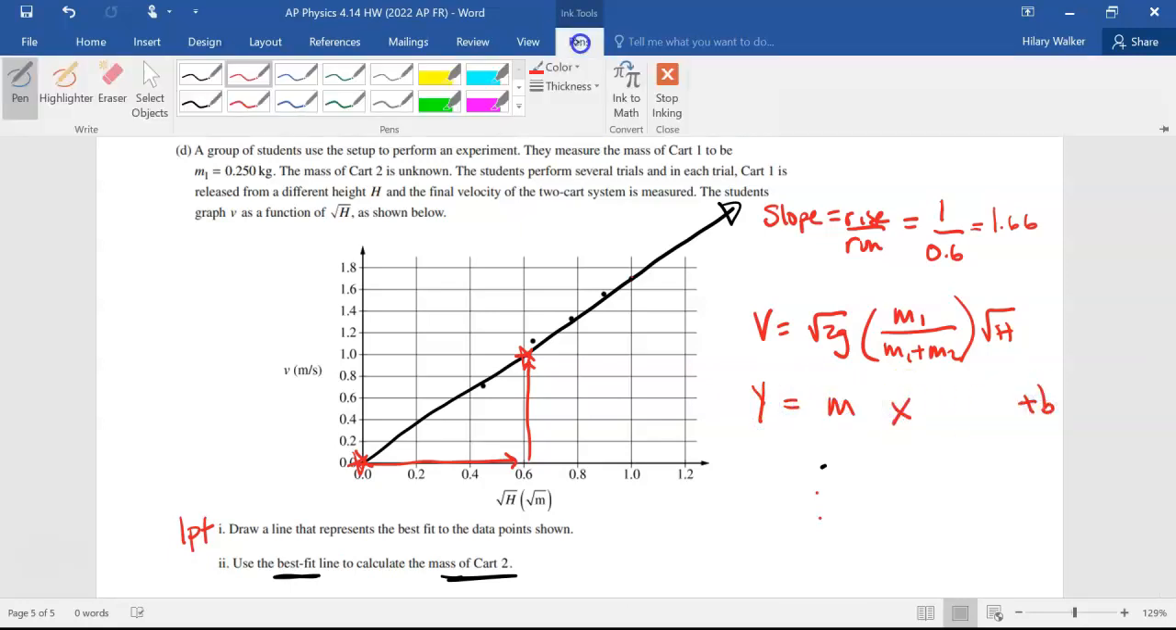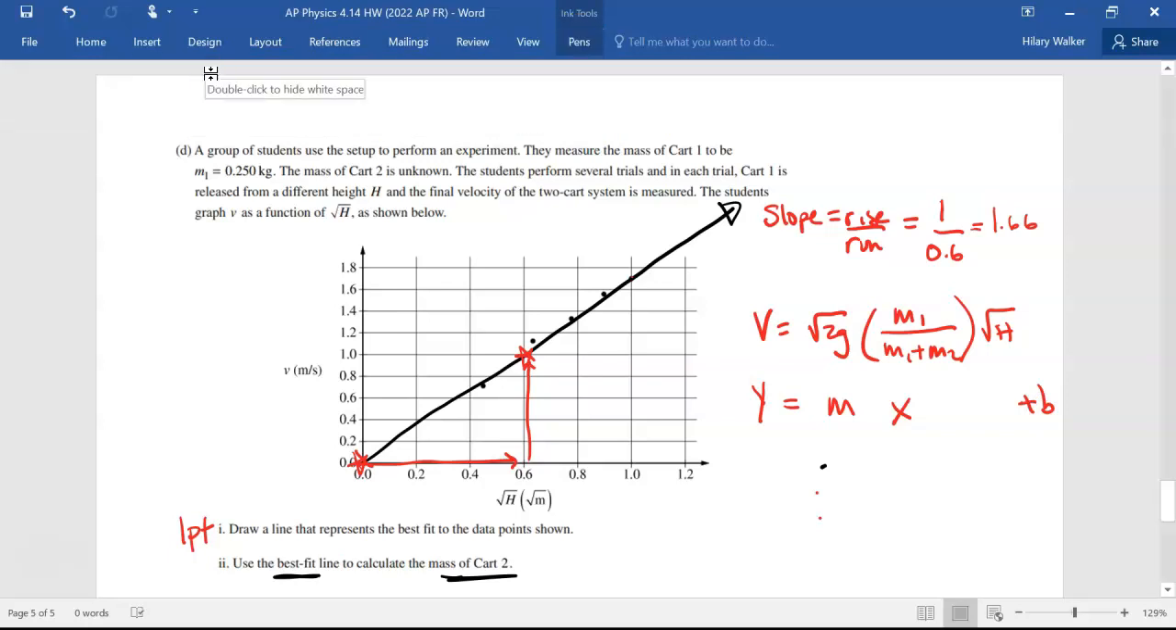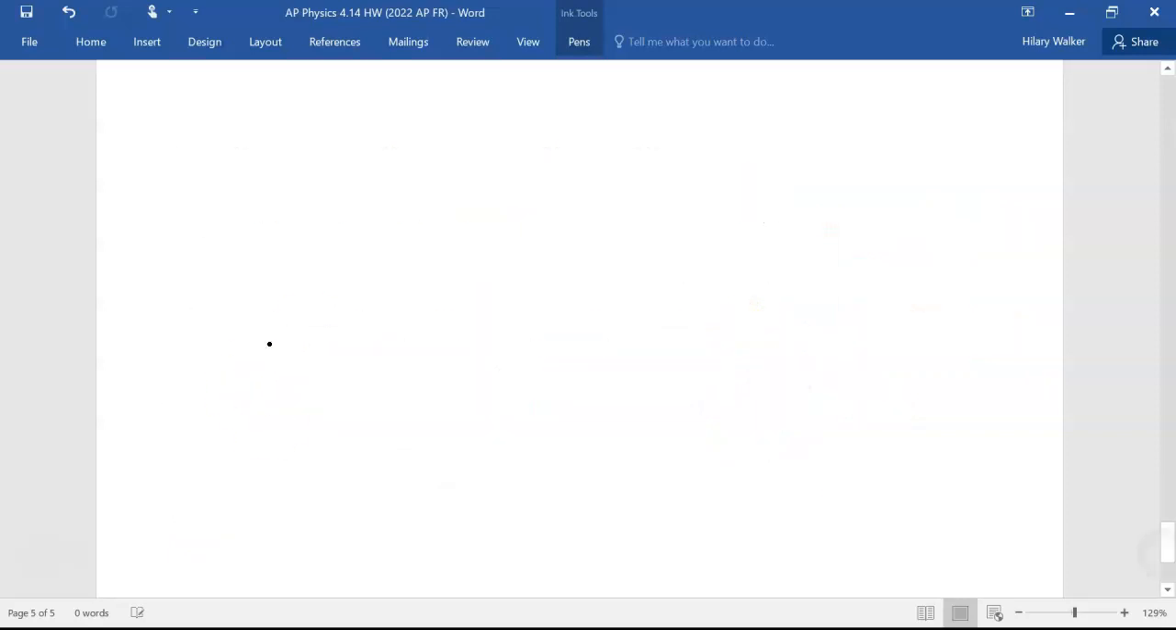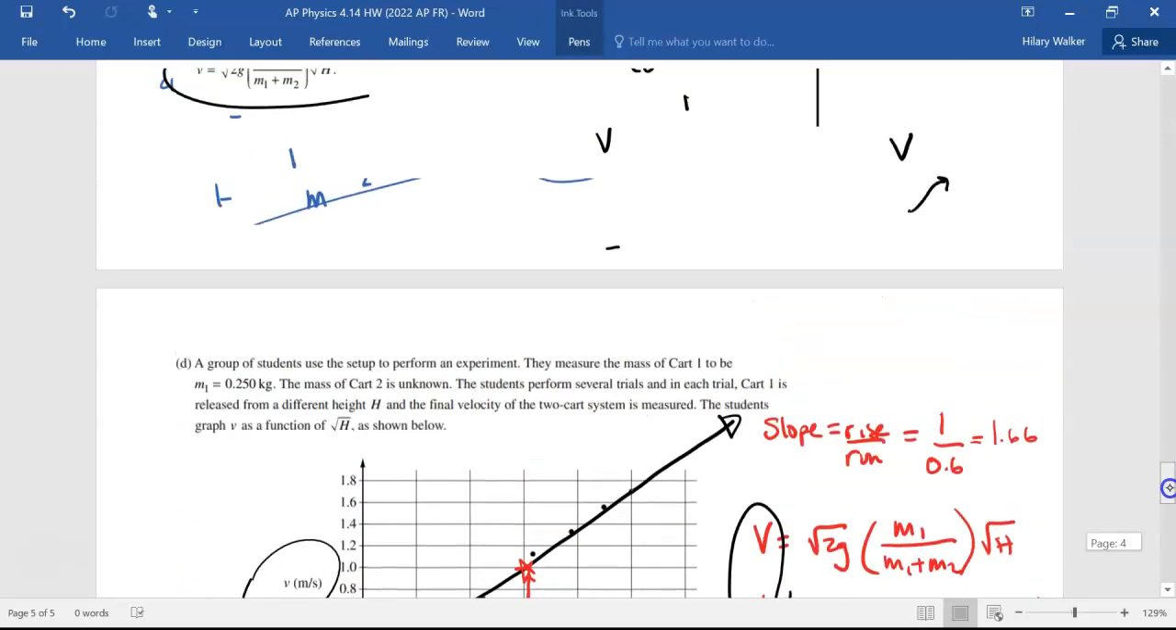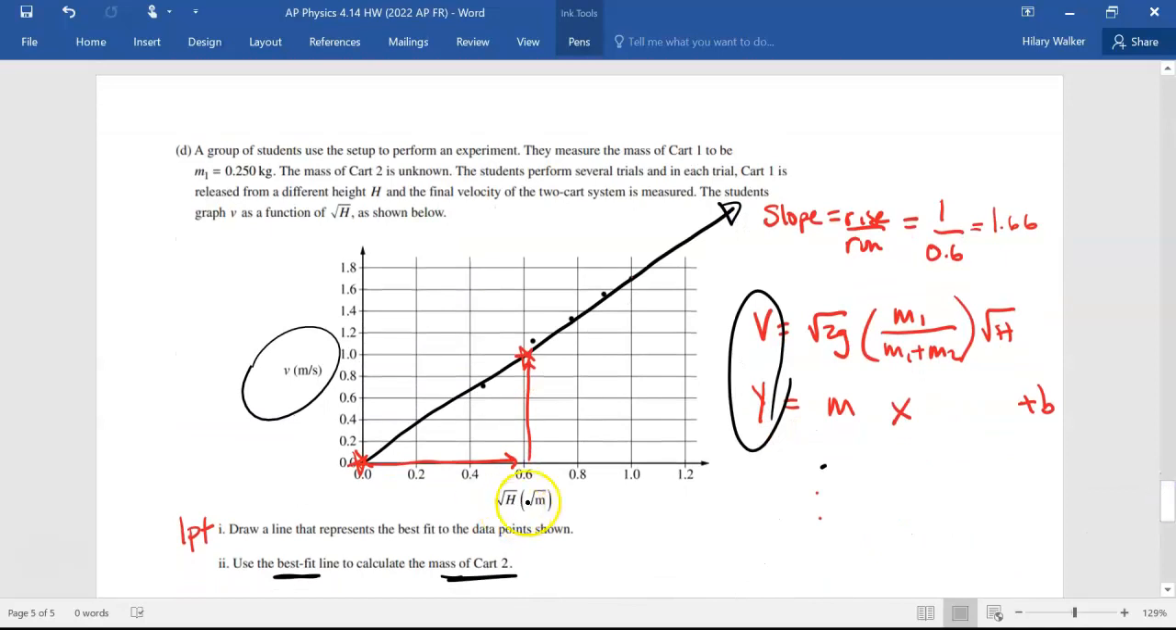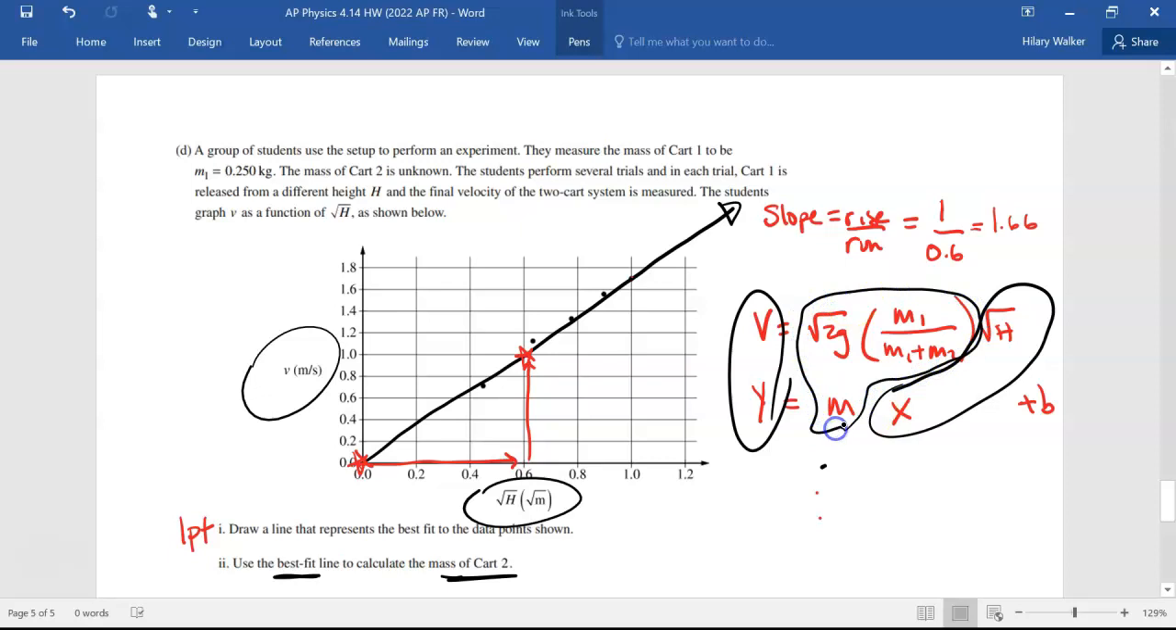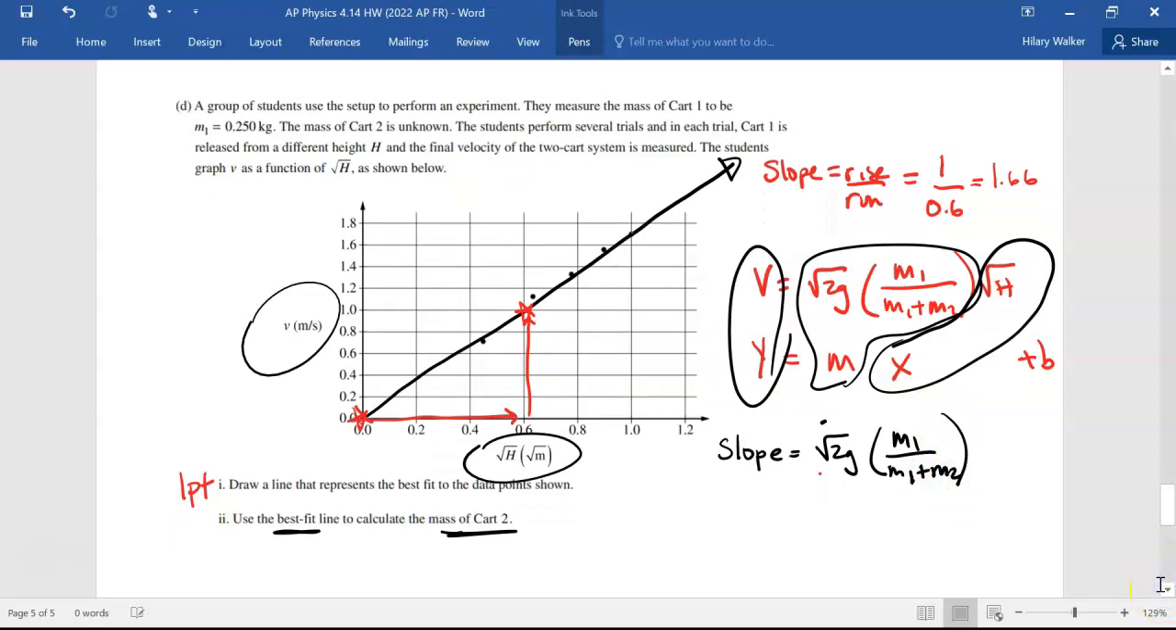Okay, so now let's go ahead and compare. So we know that the y variable is like v in this case. The x variable is going to be like square root of h, matching up. So then m again stands for our slope. So our slope is going to be everything left over. So our slope for m is going to be equal to square root of 2g times m1 divided by m1 plus m2.